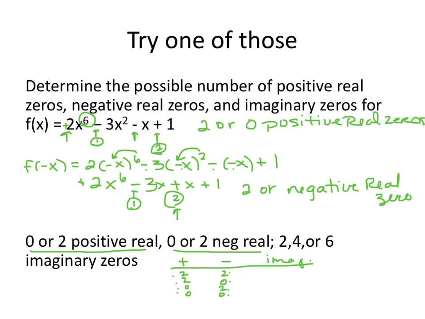So 2 plus 2 is 4, means that there's 2 here. 2 plus 0 is 2, so I have 4 solutions left. 0 plus 2 is 2, so I have 4 imaginaries. And then 0 plus 0 is 0, so all 6 solutions must be imaginary. So those are all the possible number of solutions, okay?